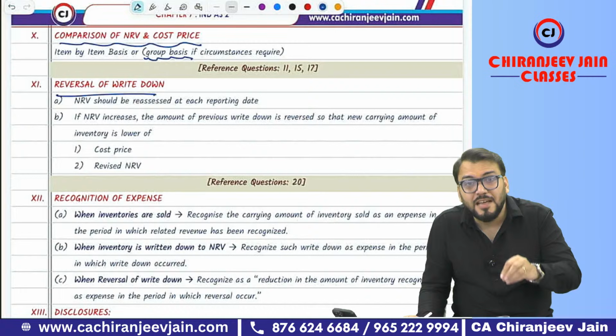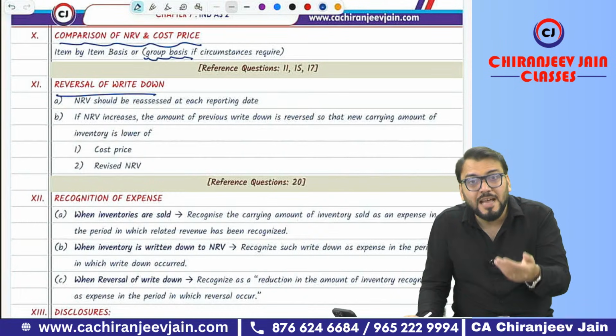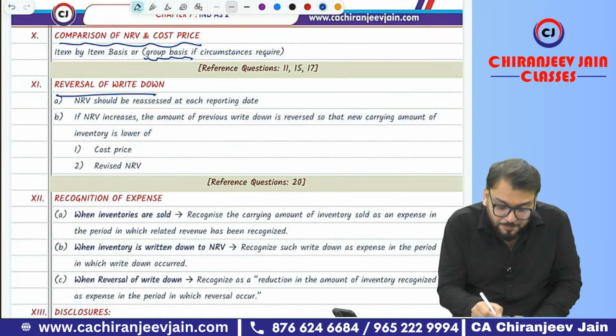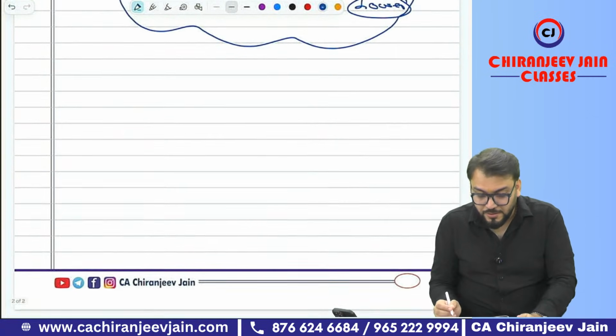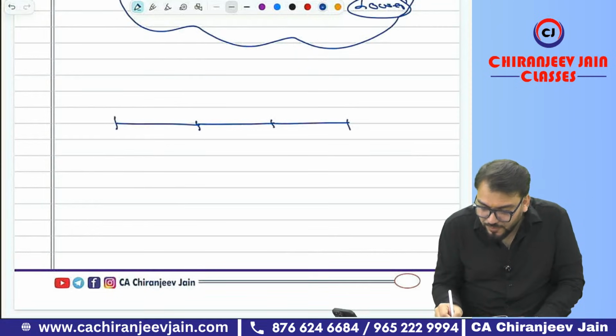Write down means the NRV is less than the cost price. In the subsequent year, the NRV may increase because, as I have already said, NRV is an estimation. So that requires re-estimation at the end of each year. Let me take one example once again for this. Try to understand this point, and a question can be asked from this topic.